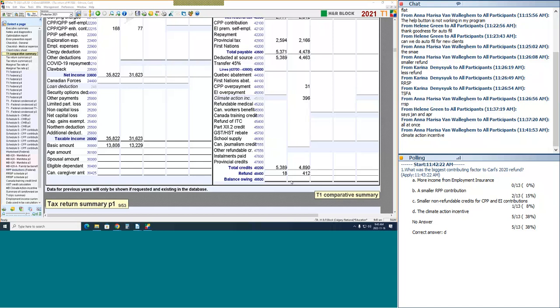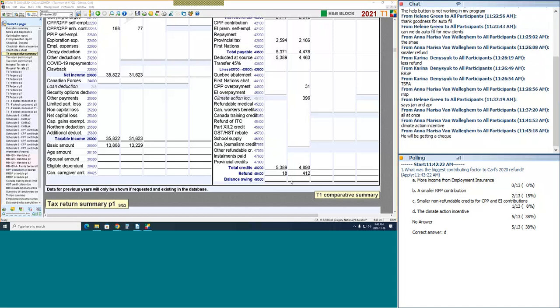What are you going to tell the client that will make him feel better about the fact that last year he got $412 and this year he's getting $18? You're going to tell him he's still getting climate action incentive. We have applied for it. By filing the return, you're going to get it. You're just not going to get it on the refund today. They're moving it into four payments. So he's actually in the same position this year as last year. It just looks a little bit different.